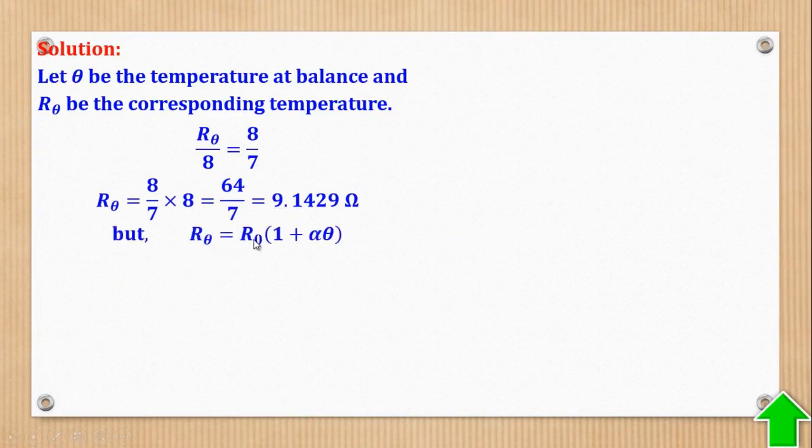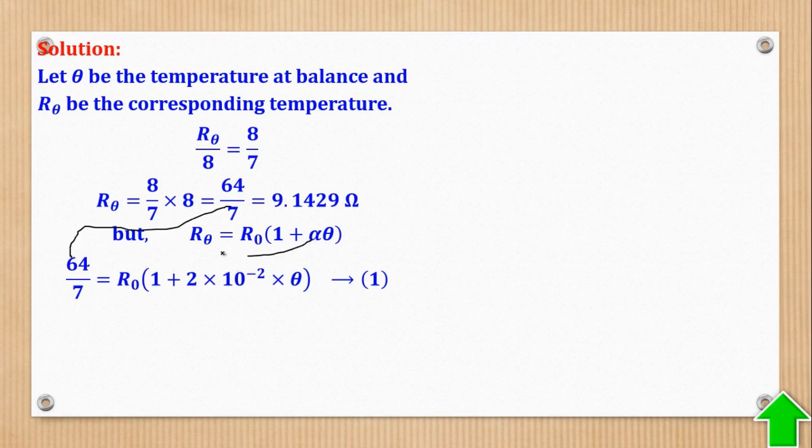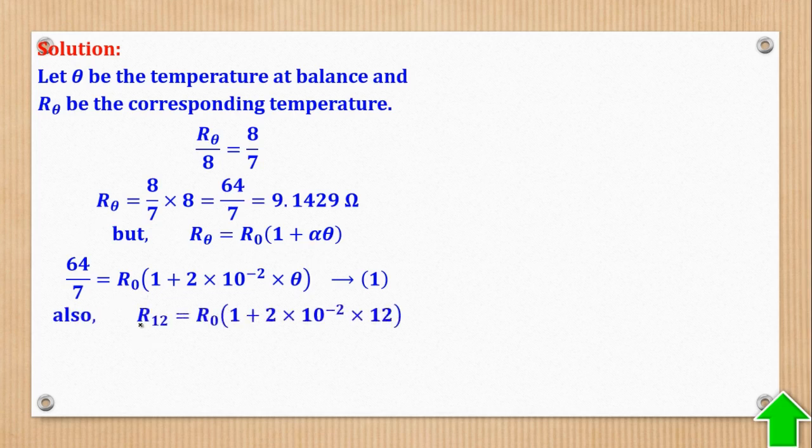But we know that R theta is equal to R naught in brackets 1 plus alpha theta, where this alpha is the temperature coefficient of resistance. So what I'm going to do, I'll substitute for R theta, substitute for alpha, which is the temperature coefficient of resistance, and this is unknown. This is unknown, and also R naught is unknown. Also, we know that R12 is equal to R naught in brackets 1 plus temperature coefficient of resistance times 12. So R12 is 9, meaning that when I simplify this in brackets, I'll come up with 1.24. That means that the value of R naught is this.